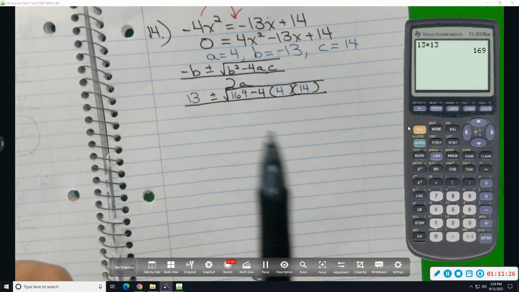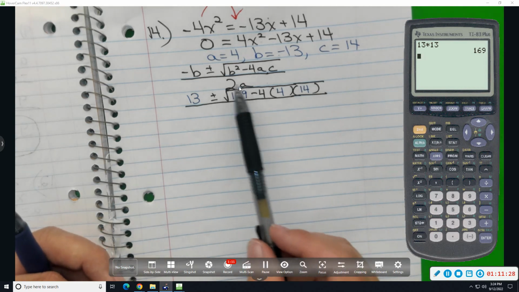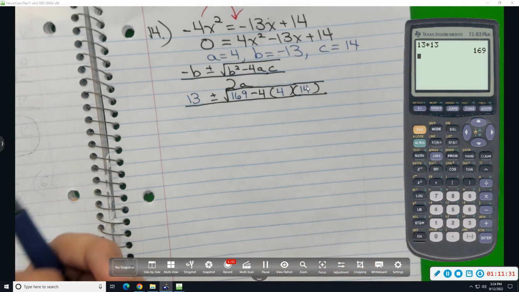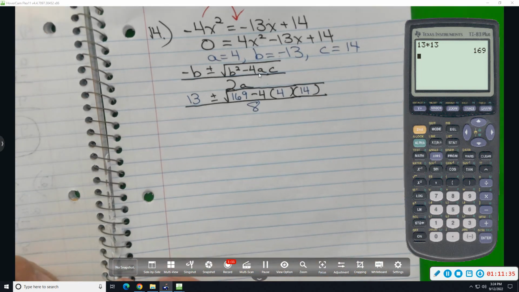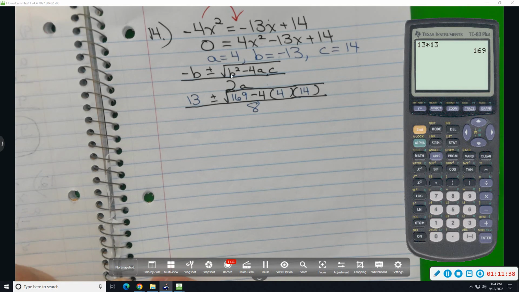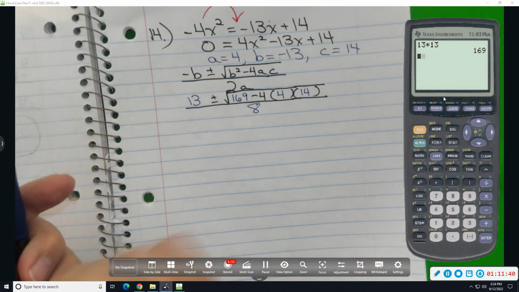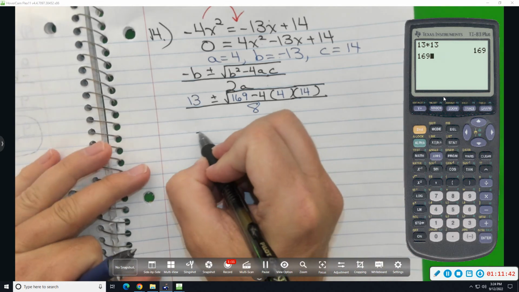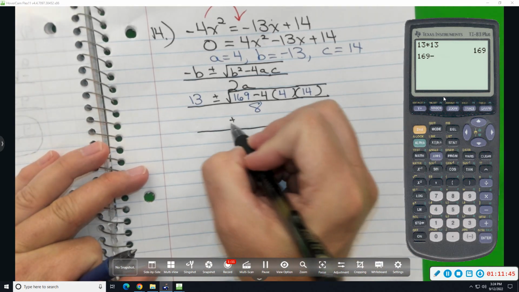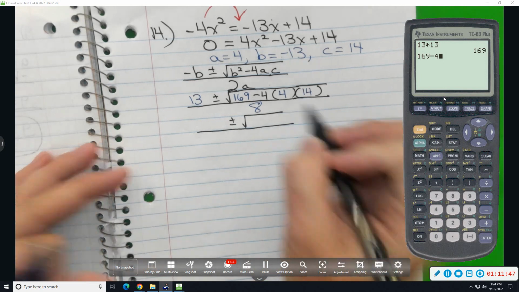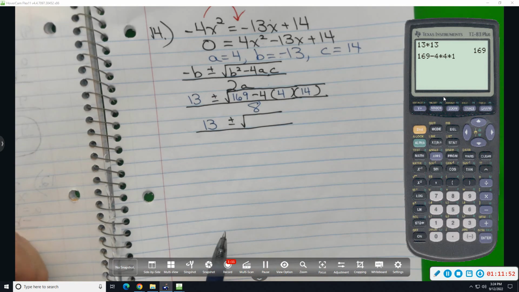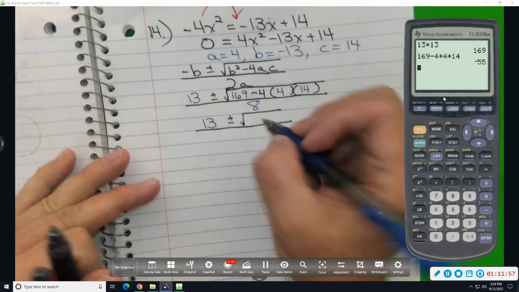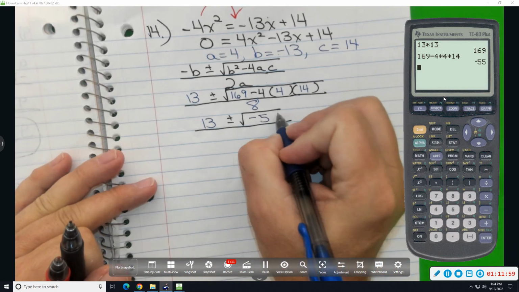And what's the denominator? We can do that in our head. 2 times A, 2 times 4 is 8. Working under that square root, I'll punch in 169 minus 4 times 4 times 14. A negative 55.